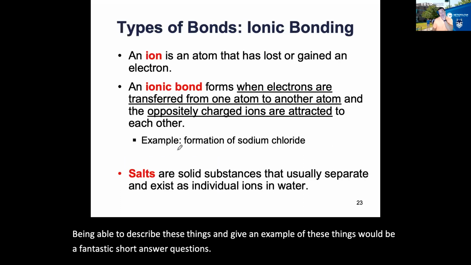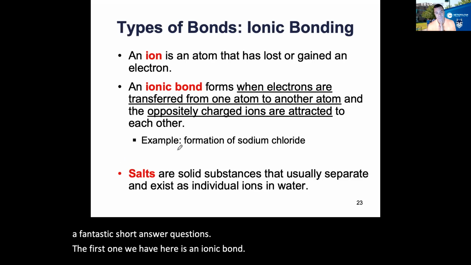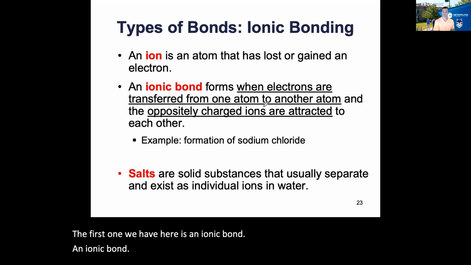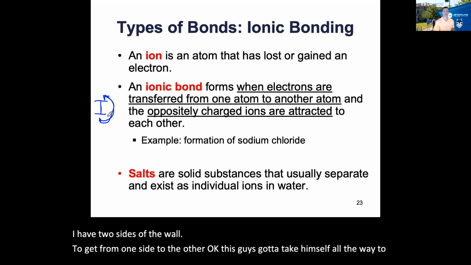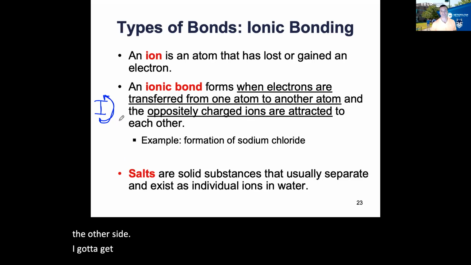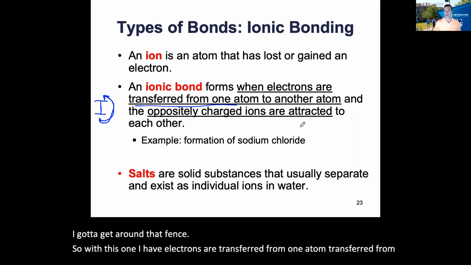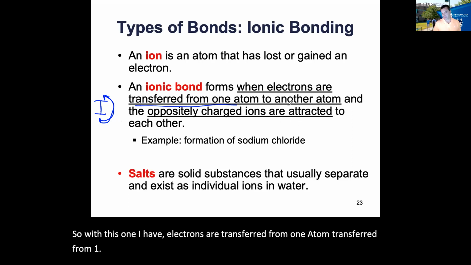The first one we have here is an ionic bond. An ionic bond takes. For me, I visualize this: I have 2 sides of a wall. To get from one side to the other, this guy's got to take himself all the way to the other side, got to get around that fence. So with this one, electrons are transferred from one atom and attached to another.